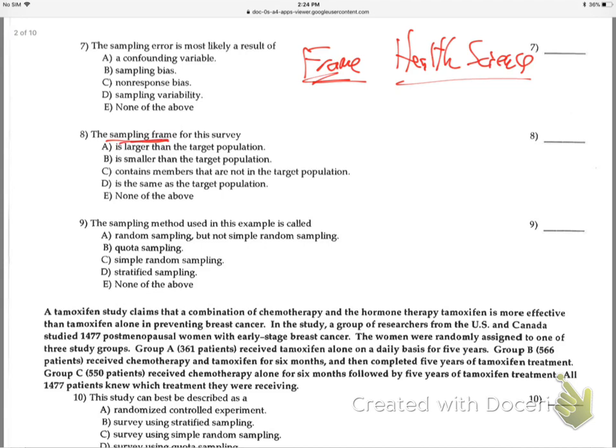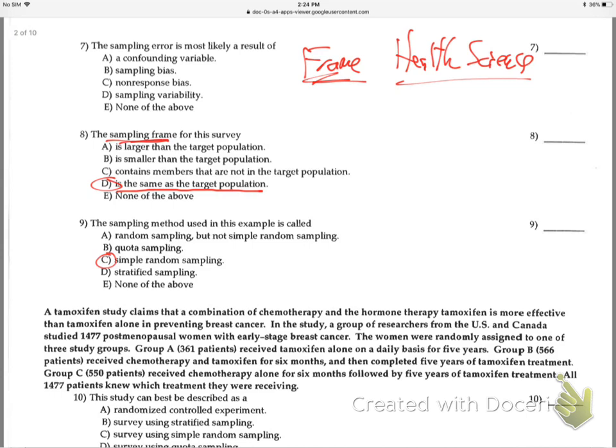So what was the frame in this case? We're just reaching into the bucket, right? So does our frame match? I'm not just reaching into the left side of the bucket. No, we just reached into the bucket, right? So in our case, the frame is the same as the target. Our goal was to know what's in the whole bucket. We reached into the whole bucket. Yeah, they're the same. No error there. Number 9, sampling method used in this example. What is the sampling method used in this one? It's just simple random. We just grabbed them at random.